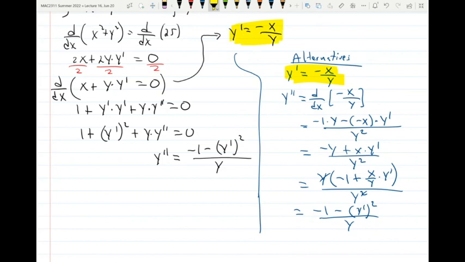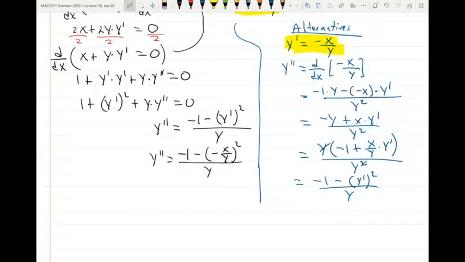And that's what we're going to do. We're going to take this. We know what y prime is, so we plug it in here. Okay? So in other words, the problem is not done. At this step, it's not done. So that's -x over y, squared, over y. Everybody understand this? And now simplify.